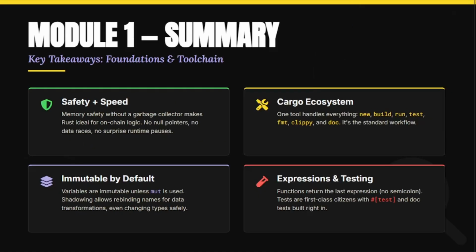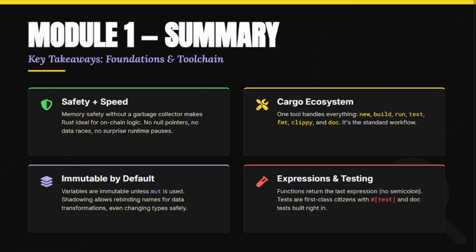Let's bring it all together. Here are the 4 key takeaways from Module 1. Safety plus speed. Rust guarantees memory safety without a garbage collector. This makes it ideal for on-chain logic. No null pointers, no data races, no surprise runtime pauses. You get C-level performance with a safety profile no other systems language can match.